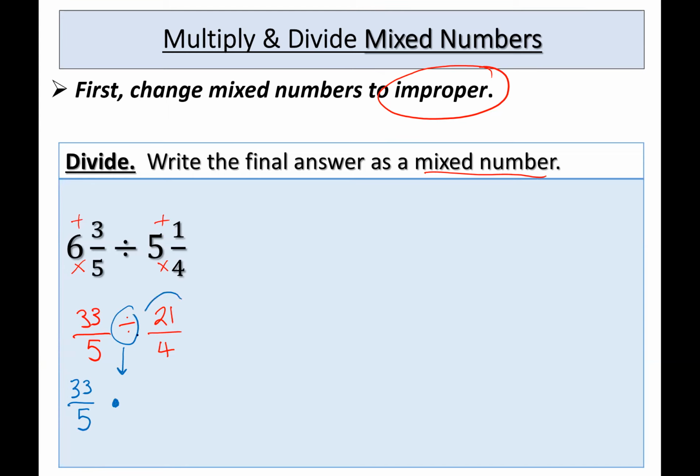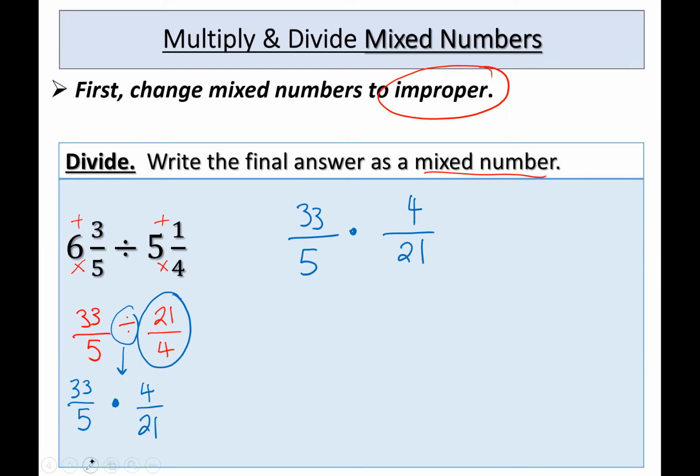And then we'll flip that second fraction, 21/4. That will become 4 over 21. Okay, I'm going to rewrite it over on the right side just to give myself some more space. So keep, change, flip, 33/5 times 4 over 21. Okay, now we're going to multiply straight across and reduce if possible.